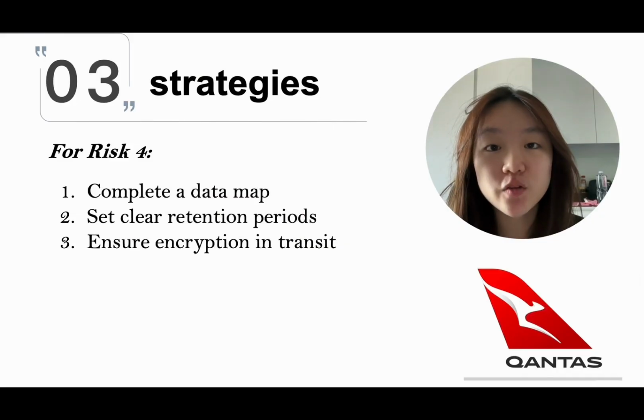For excessive retention risks, complete a data map, set clear retention periods, and ensure encryption in transit. The data map should include which systems store which fields, for what purpose, and for how long. Any new collection must follow data minimization. Set clear retention periods for frequent flyer and contact center data, and enable TTL auto-deletion. Ensure encryption in transit and at rest of all PII. Enforce least privilege with quarterly access reviews.